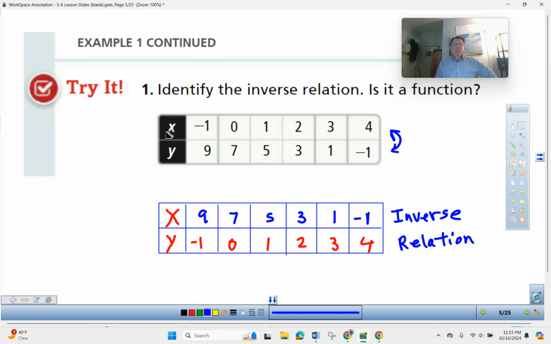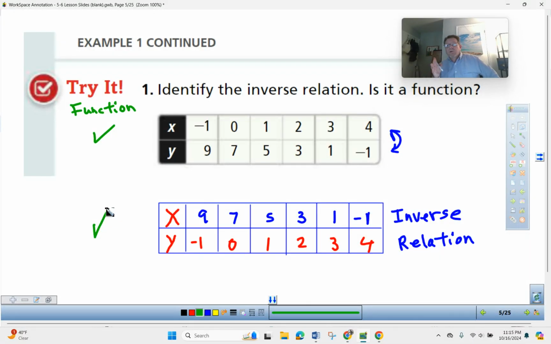Is the original relationship a function? Well, did any of the x's get used twice? No. So this is a function. Separate question: did any of these get used twice? No. So this is also a function.